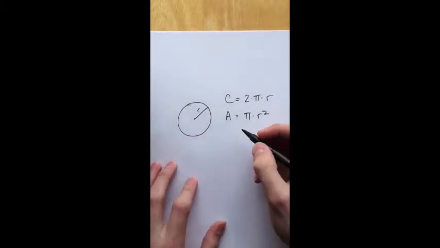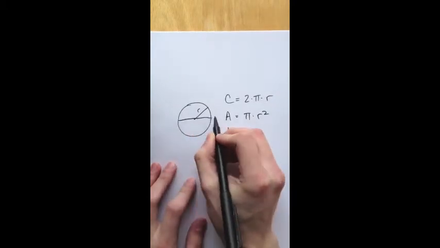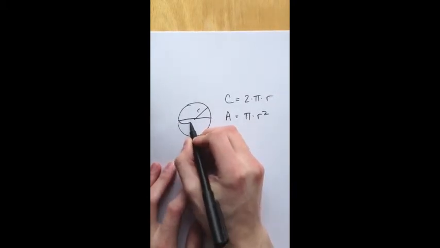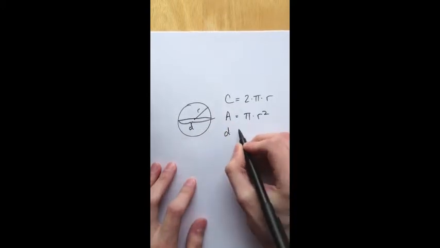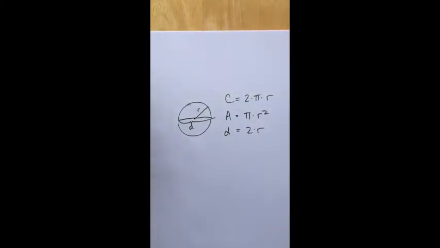And we also have diameter, which is the line that goes from one edge to the other and cuts through the middle. So that's our diameter, equal to 2 times the radius. And these will be helpful for when we are looking at the surface area and volume of a cylinder.